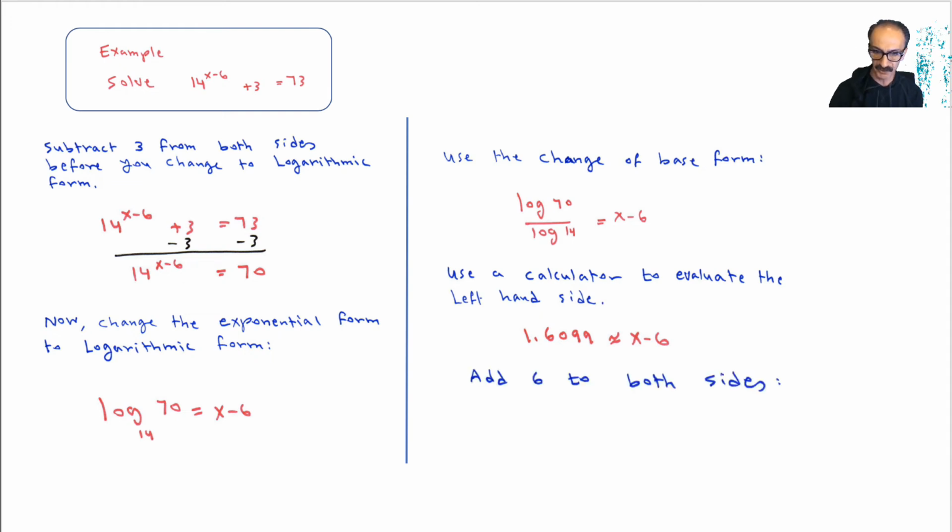Then we add 6 to both sides, and that will end the problem. x is approximately 7.6099.